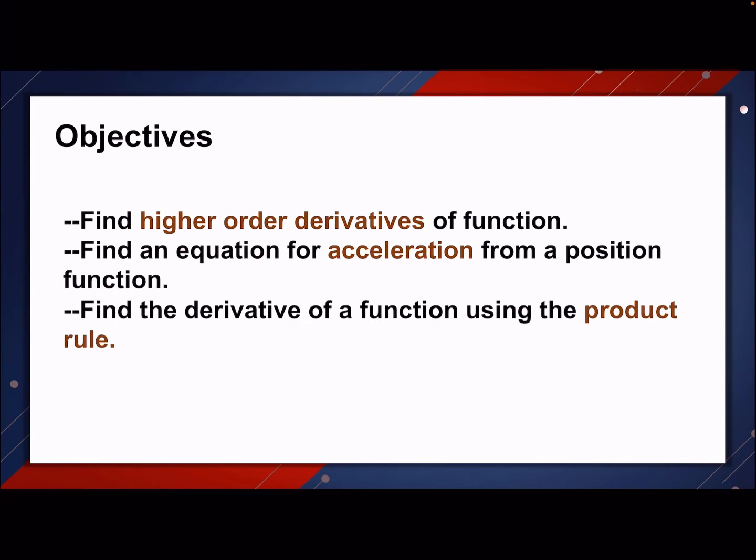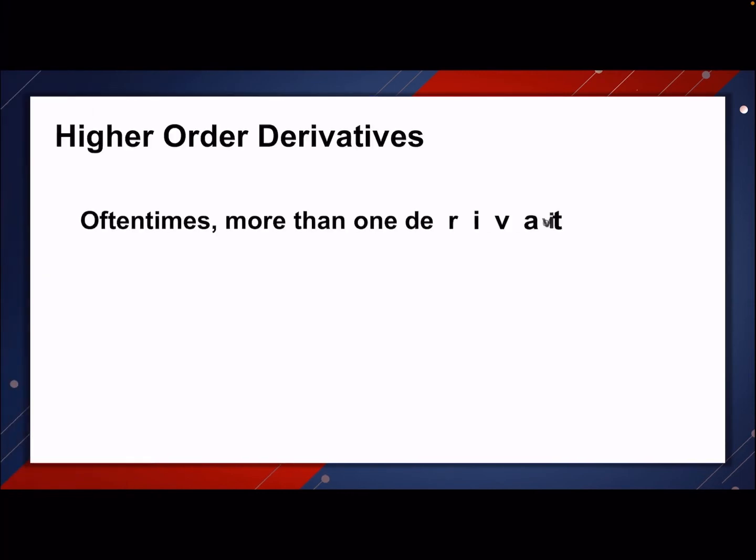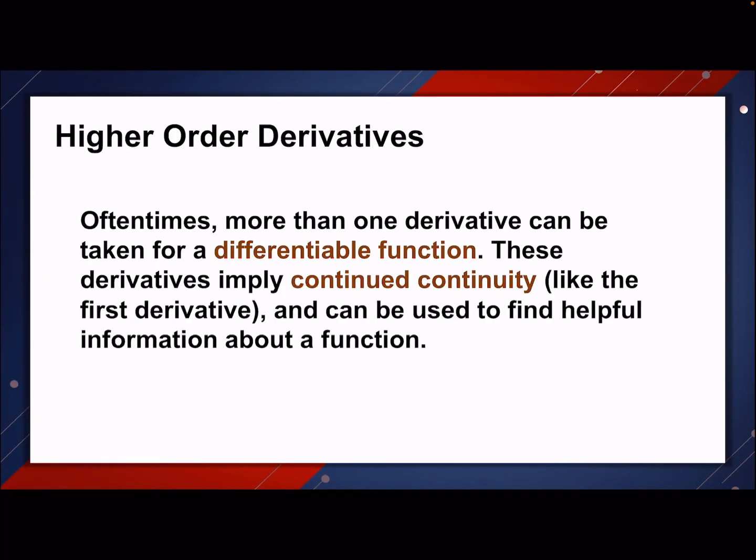So our goal is to find the higher order derivatives of a function, find an equation for acceleration from a position function, and find the derivative of a function using the product rule. With higher order derivatives, oftentimes more than one derivative can be taken for a differentiable function. These derivatives imply continued continuity, like the first derivative, and can be used to find helpful information about a function.